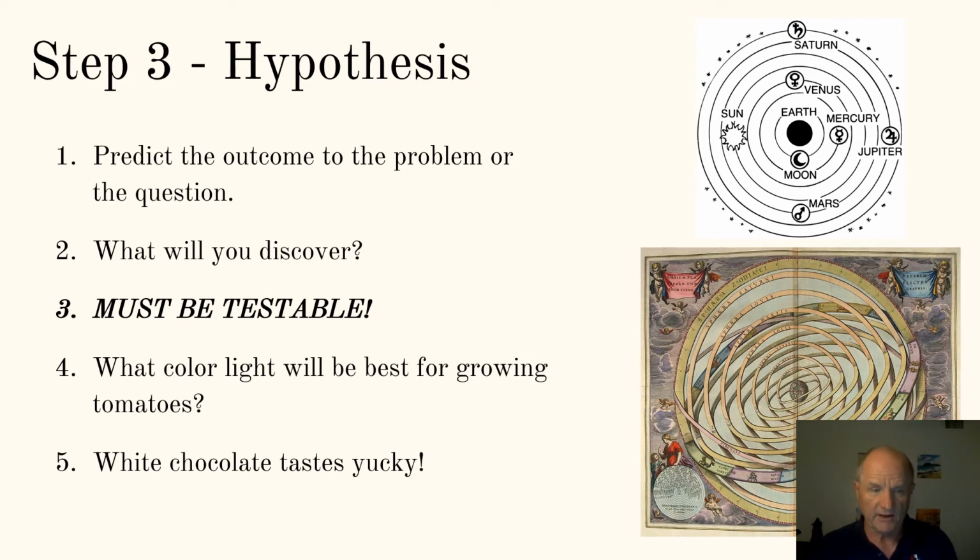Now look at number 5 there. White chocolate tastes yucky. Some of you are going, Mr. Plum, that's good stuff. Others of you are saying, yeah, white chocolate's not even chocolate. My wife would agree with you on that one. But is that a testable hypothesis? No, not really. Because I might like white chocolate, you might not like white chocolate. Your friend down the street might like it, but his aunt might not like it. So what you have there, number 5, white chocolate tastes yucky, that's an opinion. It's not a testable hypothesis. So not a good hypothesis.